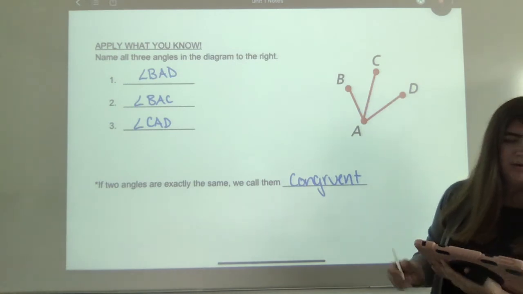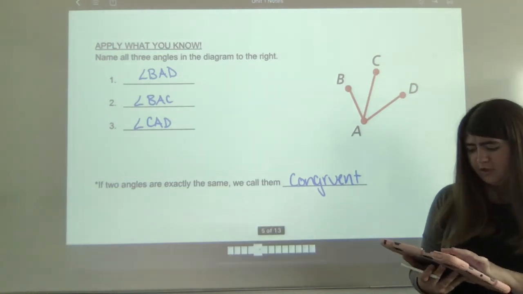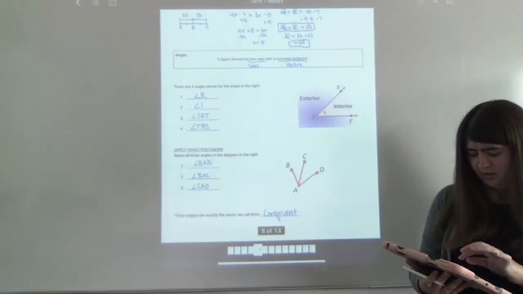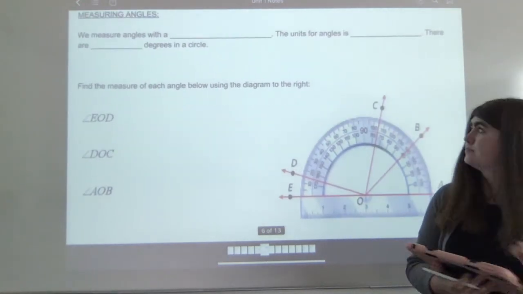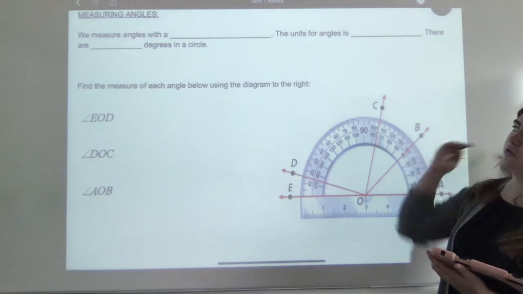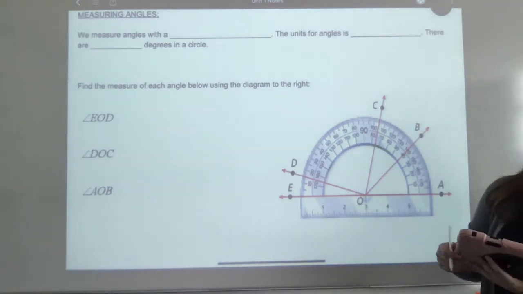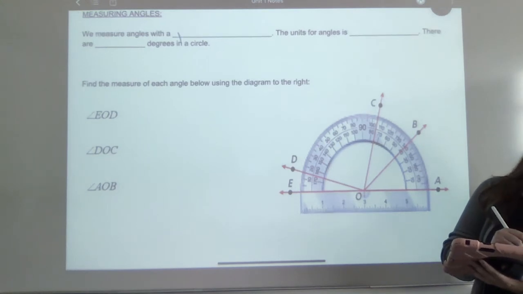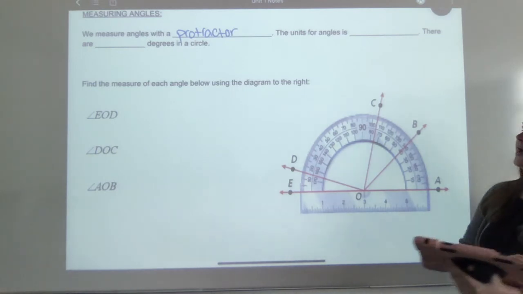Alright, let's go ahead and switch to the next page where we'll get a little more information about how we measure angles and how we can prove that they are congruent. So when we measure angles using a protractor, which is pictured here. And that is a protractor.